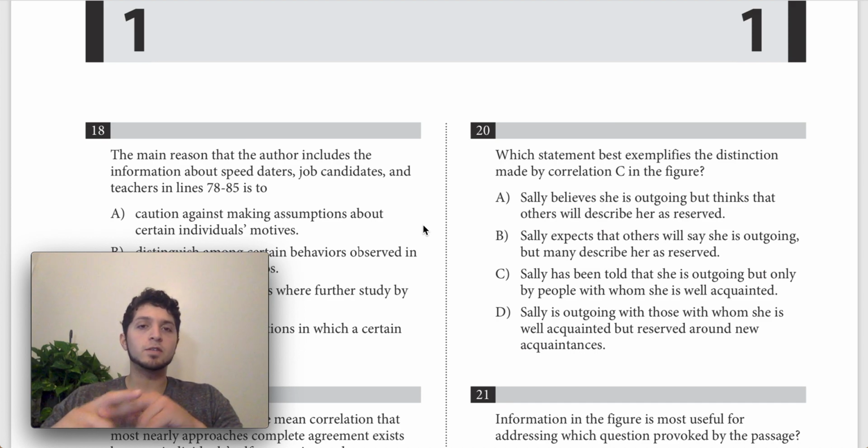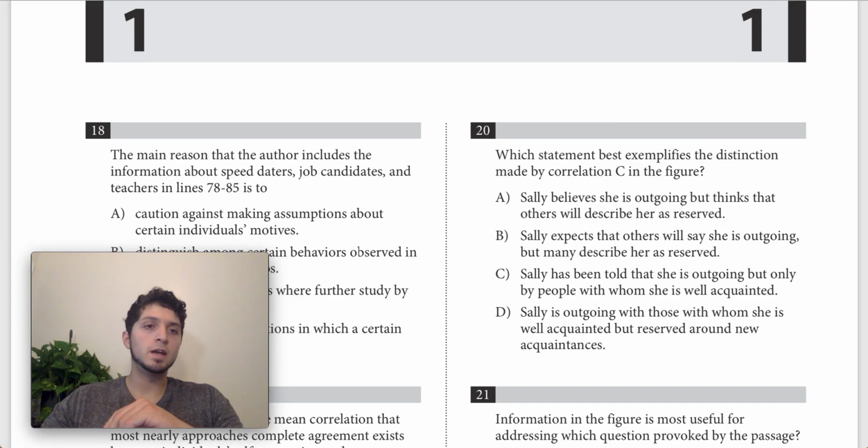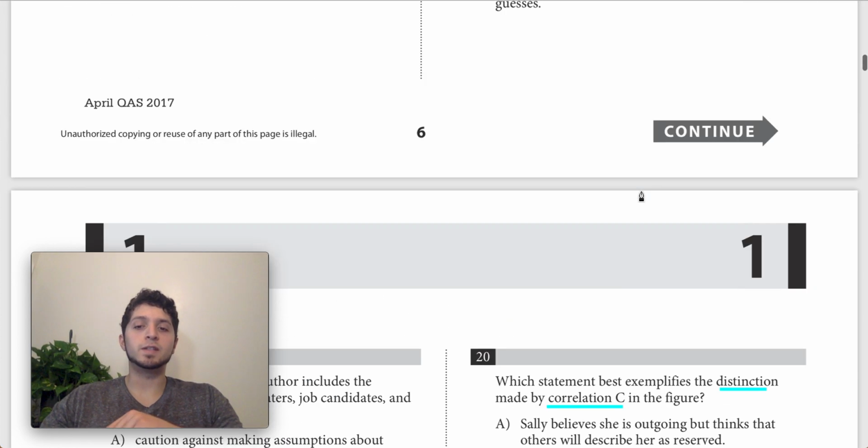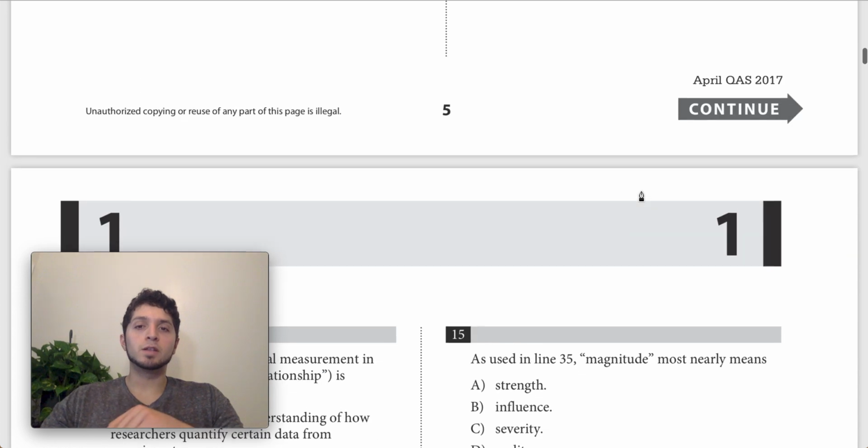SAT QAS test from April 2017, and we're going to be answering this question. It says, which statement best exemplifies the distinction made by correlation C in the figure? So basically what we've got to do is figure out what correlation C is measuring. What are the two distinct things that it's measuring? So let's look at it right here.